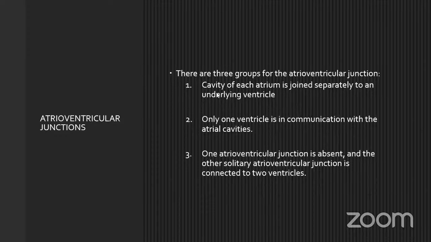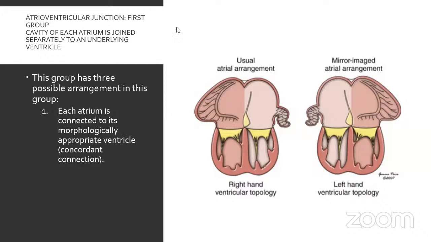The first group is when we have each atrium that is joined separately to an underlying ventricle. The second group, only one ventricle is connected to both atria, whether through one or two connections. The third is when you have one AV connection that is absent, and the other AV connection is connected to two ventricles. Now we'll discuss each in more specifics. So the first group is the group that we said each atrium is connected to a ventricle separately. Within this group, there are three possible arrangements.